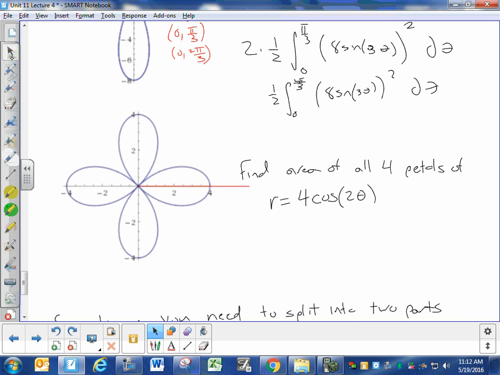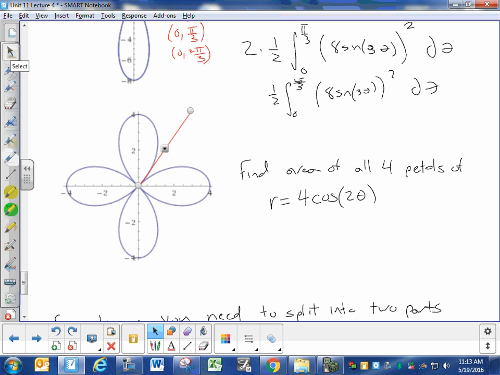Now, here's where this trips people up. If I start at 0, I go to 0, 4, right? Or 4, 0. 4 is my radius, 0 is my angle. When I get to pi over 4, I have the cosine of pi over 2 is 0. So my first location at the origin would be at the angle of pi over 4.